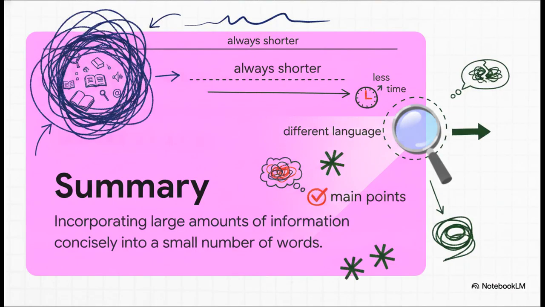Let's make sure we clearly define what we mean by a summary, based strictly on our academic sources. Essentially, a summary is incorporating a large amount of information concisely into a small number of words. It is always shorter than the original text or lecture. It uses different language, meaning you aren't just copy-pasting what the lecturer said word for word, and it contains only the main points. You are literally taking a dense 60-minute lecture and distilling it down to its absolute essence.